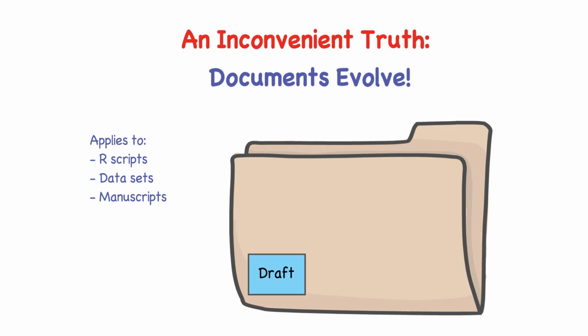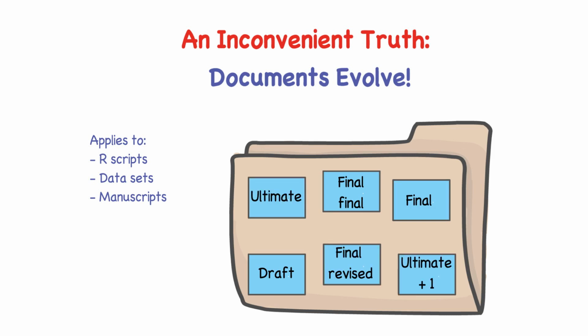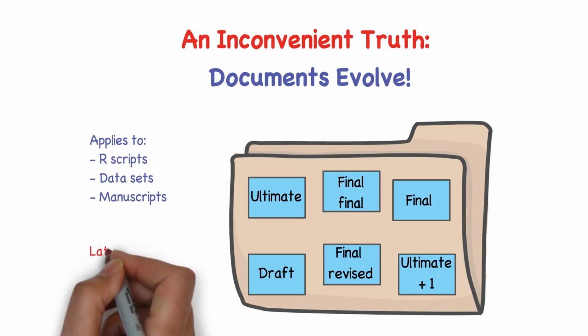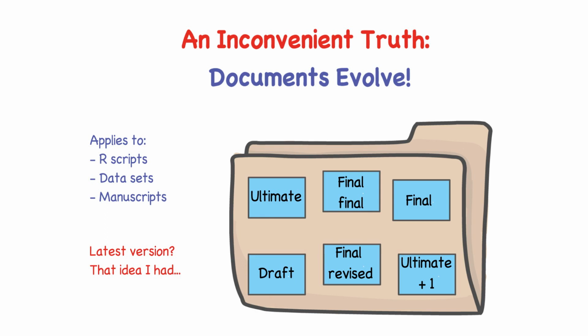First I have a draft, then a final version, then comes final revised, ultimate +1. Half a year later I need to do a new analysis because some reviewer requested it, and I have no clue anymore which is the latest version. I dimly recall that I had tried something like this last year, but where? Oh, and there was a bug in the data too. Did I run my code with the old or the new data set?